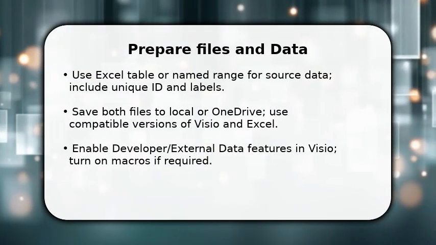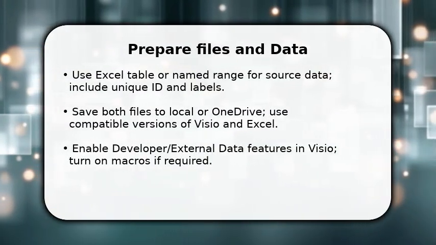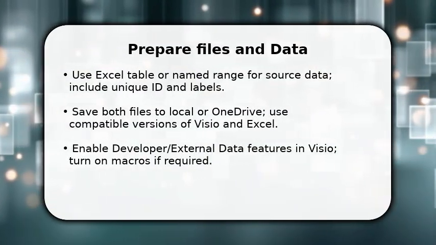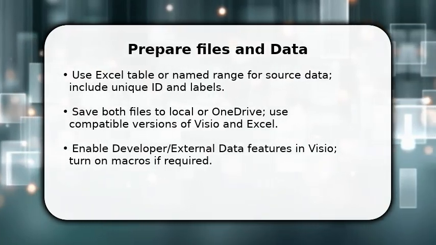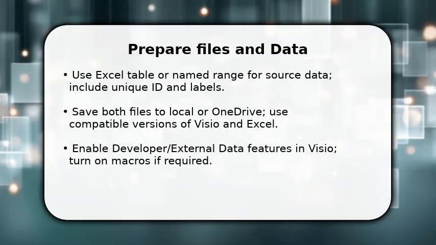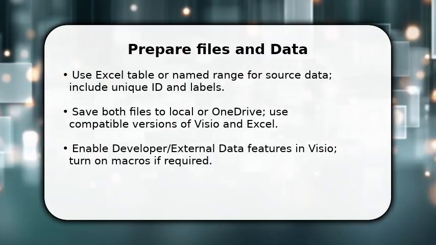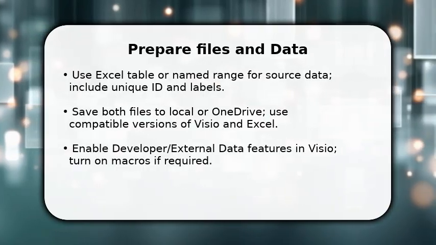You start by preparing the data and files so Visio can read them. Open your Excel workbook, convert your rows to a table, or define a named range that includes a unique ID column and the shape labels. Save the workbook where Visio can access it, either locally or on OneDrive.